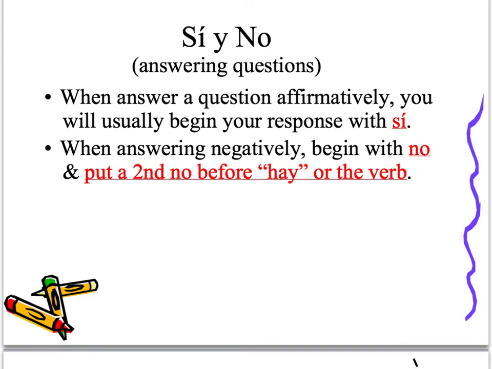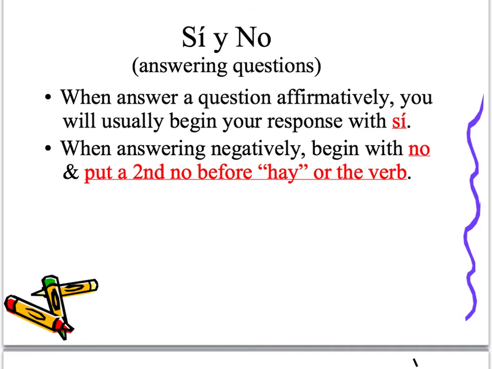When someone asks you, do you like pizza? If you want to say yes, then sí. Of course, we know sí. Sí, me gusta mucho la pizza. Yes, I really like pizza. But if you want to say no, in Spanish we use no twice. We say no the first time to say no, and then no to say not, because that's how we negate the verb. So no, I don't like pizza. No, no me gusta la pizza.